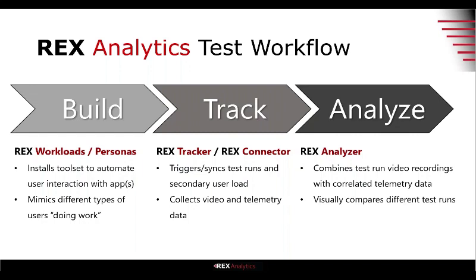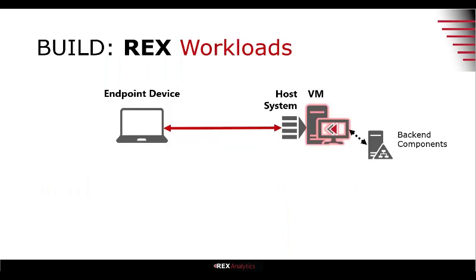This is how it works. It's like a physics experiment. And you have to build the experiment, then you have to run the experiment, and then you have to analyze it. So let's start with the build phase. We have the endpoint device, we have the host system, we have a VM running on the host system, and we have some backend components like Active Directory, file servers, everything that is required in order to run a particular application. In most cases, we only need an Active Directory, a domain controller. That's good enough for our most basic tests.